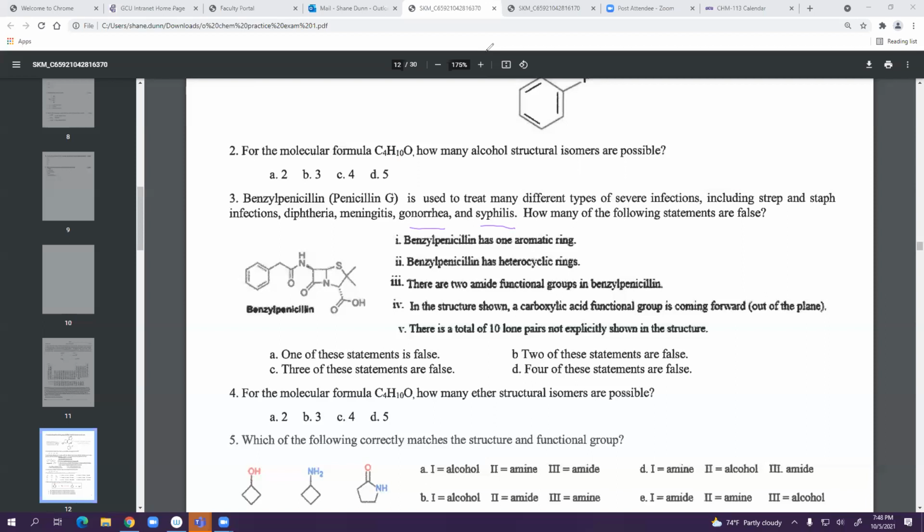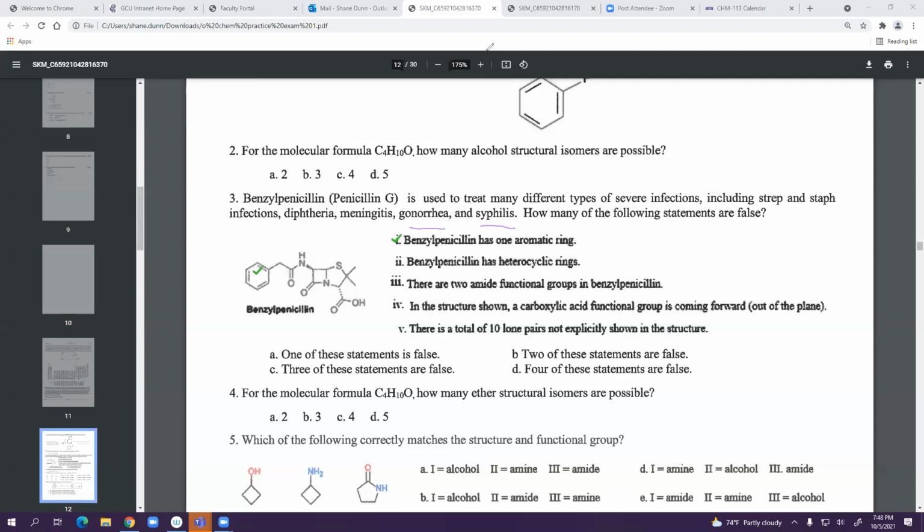Yeah, that's good. Okay. So we have to choose which of the following statements are false, right? So I'm going to put check marks in your correct ones, correct? Okay. The benzene has 1 aromatic ring. True or false? Sure. That aromatic ring is right there.